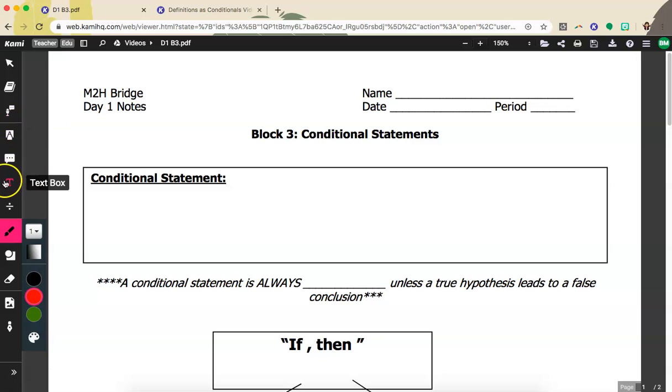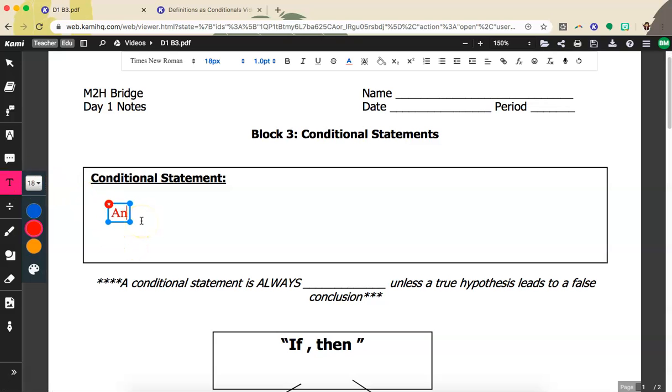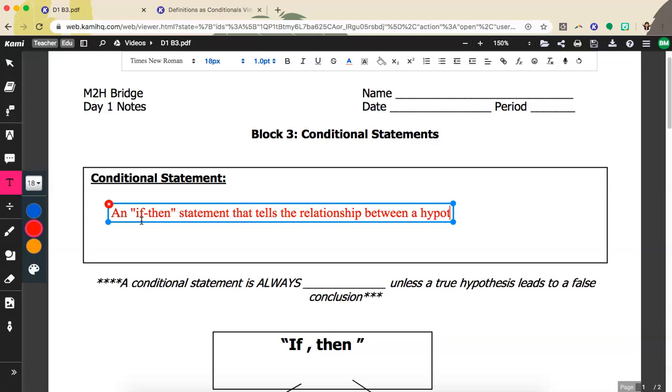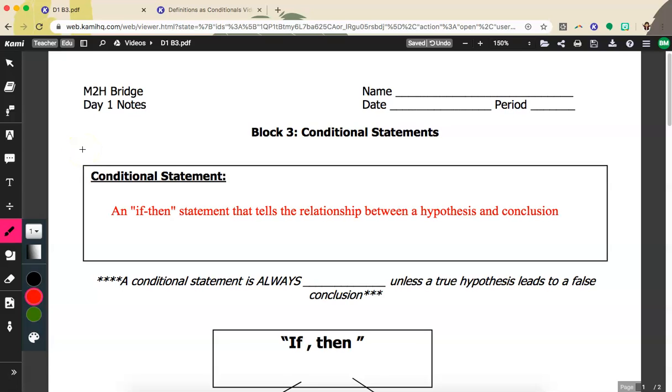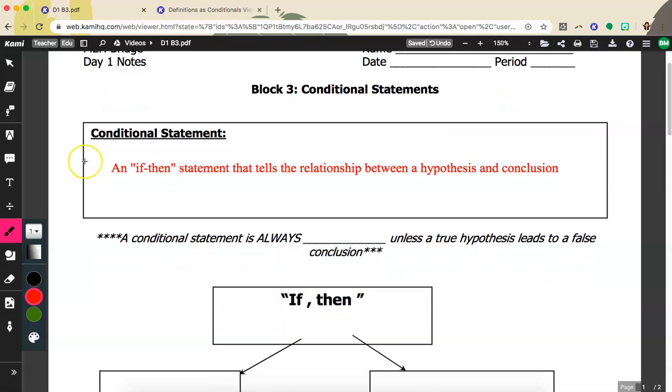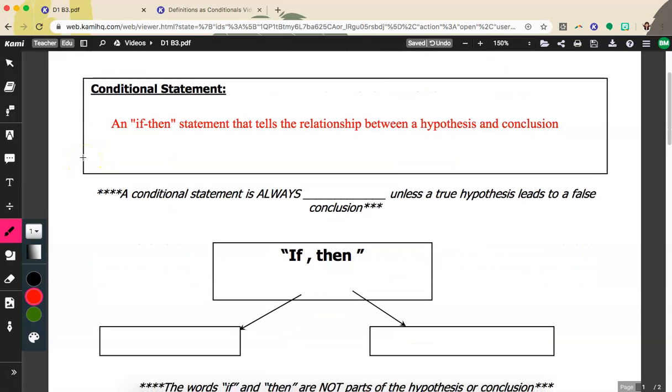I'm going to switch to the text tool on Cami so I can type a little bit here. A conditional statement is an if-then statement that tells the relationship between a hypothesis and conclusion. You might be more familiar with this in the context of science class, like if it's cloudy, then it will rain. That's a conditional statement. But we're going to look at them in terms of math and specifically geometry vocabulary.